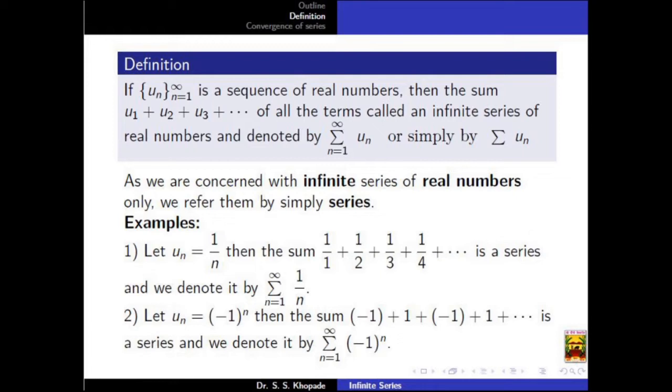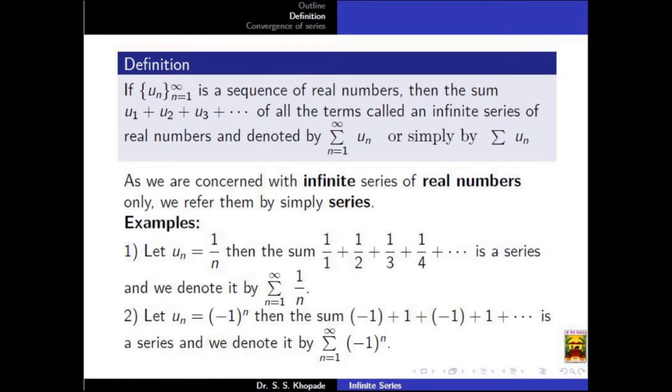Now we denote this by, as we discussed in the definition, the summation symbol, which indicates a series, and we write the nth term in general. You may use the symbol i or j to denote the ith term or jth term. In that case, this series can be written as summation 1 over i, or summation 1 upon j, where j runs from 1 to infinity.